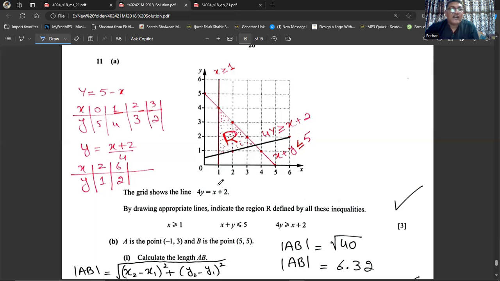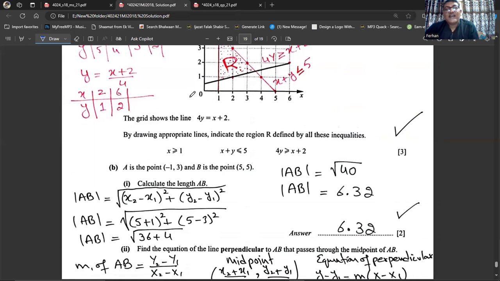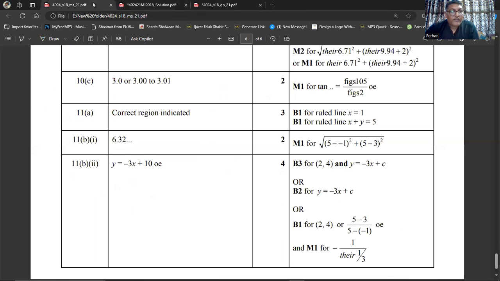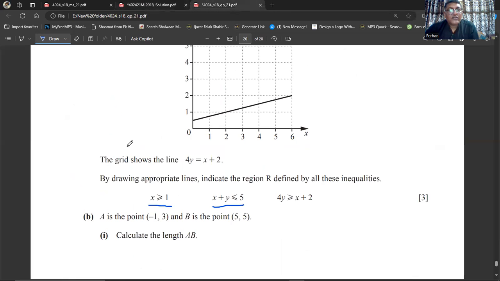So I have labeled it R. I hope you understand these inequalities. And let's see. Okay, so we are good.